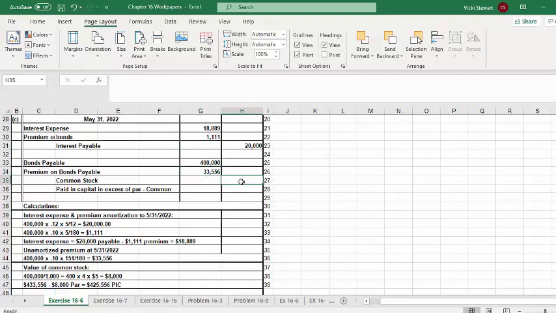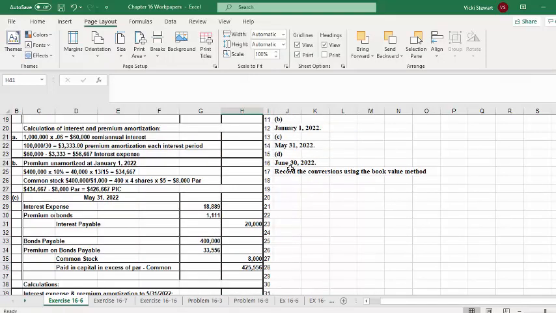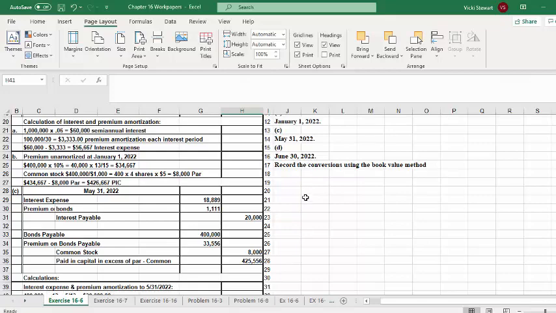And then we're going to be issuing common stock. So again, we calculated before what the par value is on the bonds. It still will be $8,000 because it's $400,000 of bonds that are being converted. And then the difference between the book value of the bonds, which is the $433,556, minus the $8,000 par, gives you the amount of additional paid-in capital, which is $425,556.